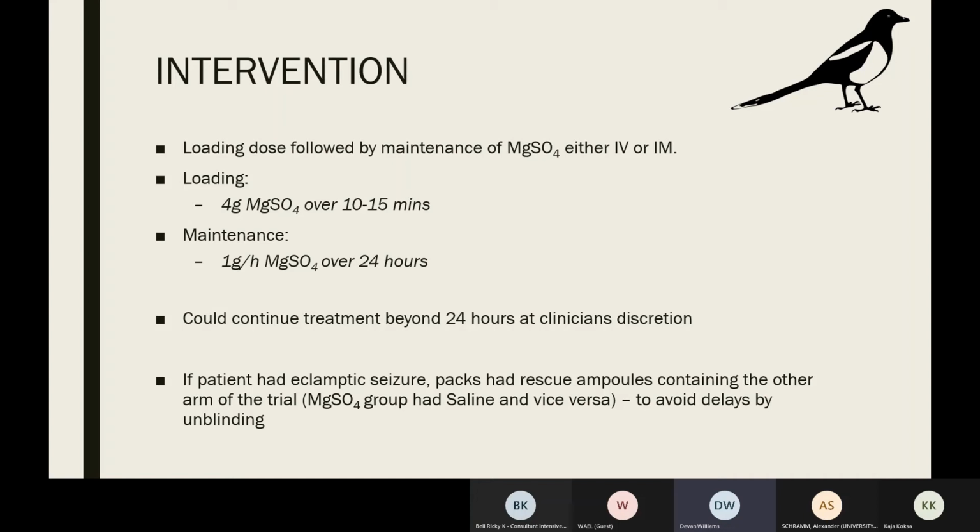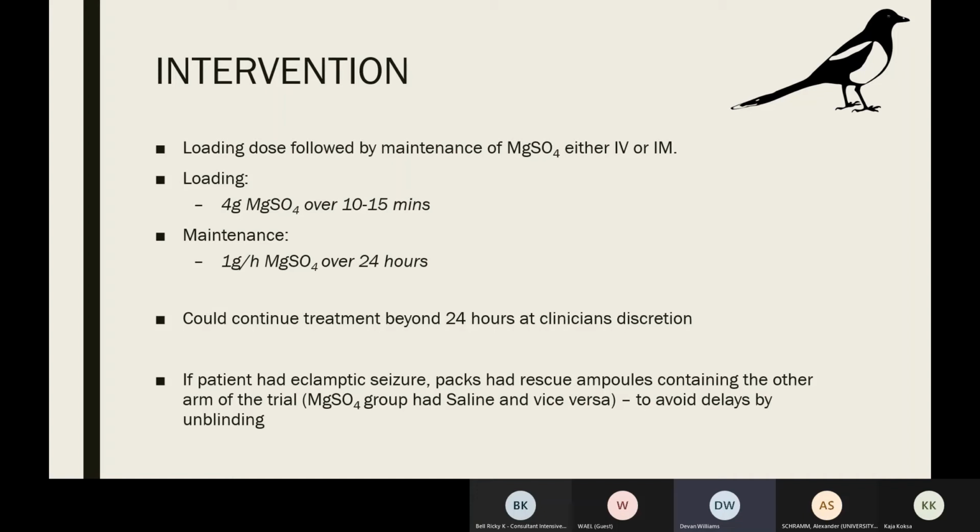Obviously, the intervention was the use of magnesium, so a loading dose followed by a maintenance dose. I think the maintenance could be given either IV or IM, but the loading dose was always given intravenously. And they were given a pack as part of the randomization process controlling this. They could continue the treatment beyond 24 hours at the clinician's discretion. This wasn't, however, recorded and it wasn't discussed.